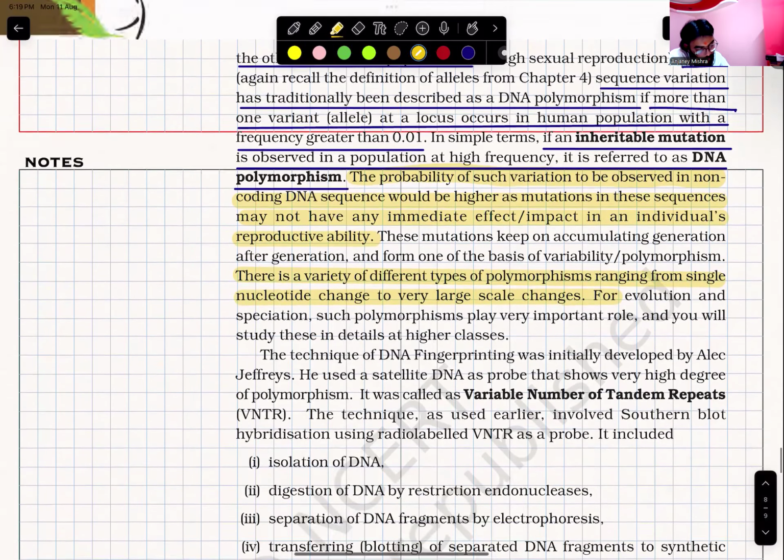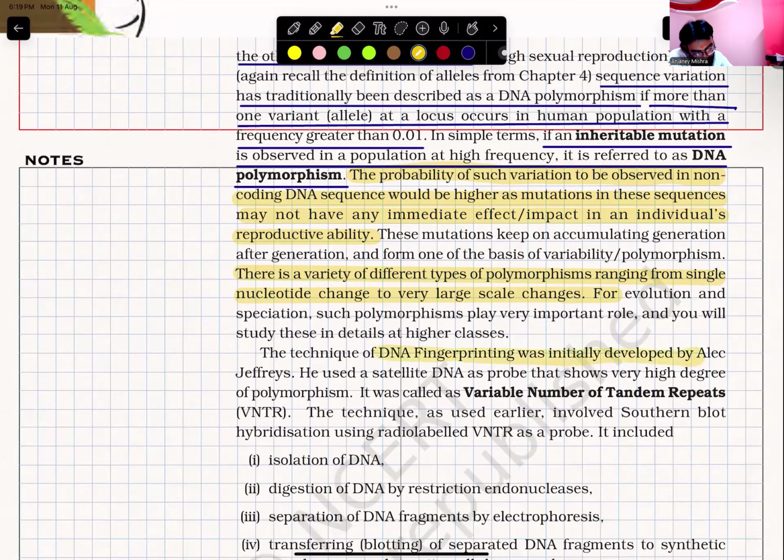Now, the technique of DNA fingerprinting was initially developed by Alec Jeffreys. He used satellite DNA as a probe that shows a very high degree of polymorphism. It was called variable number of tandem repeats. And he also used Southern blot and hybridization using radioactive VNTR as probe. Is that clear? The last part means do not look at the technique. Before that, is everything clear?